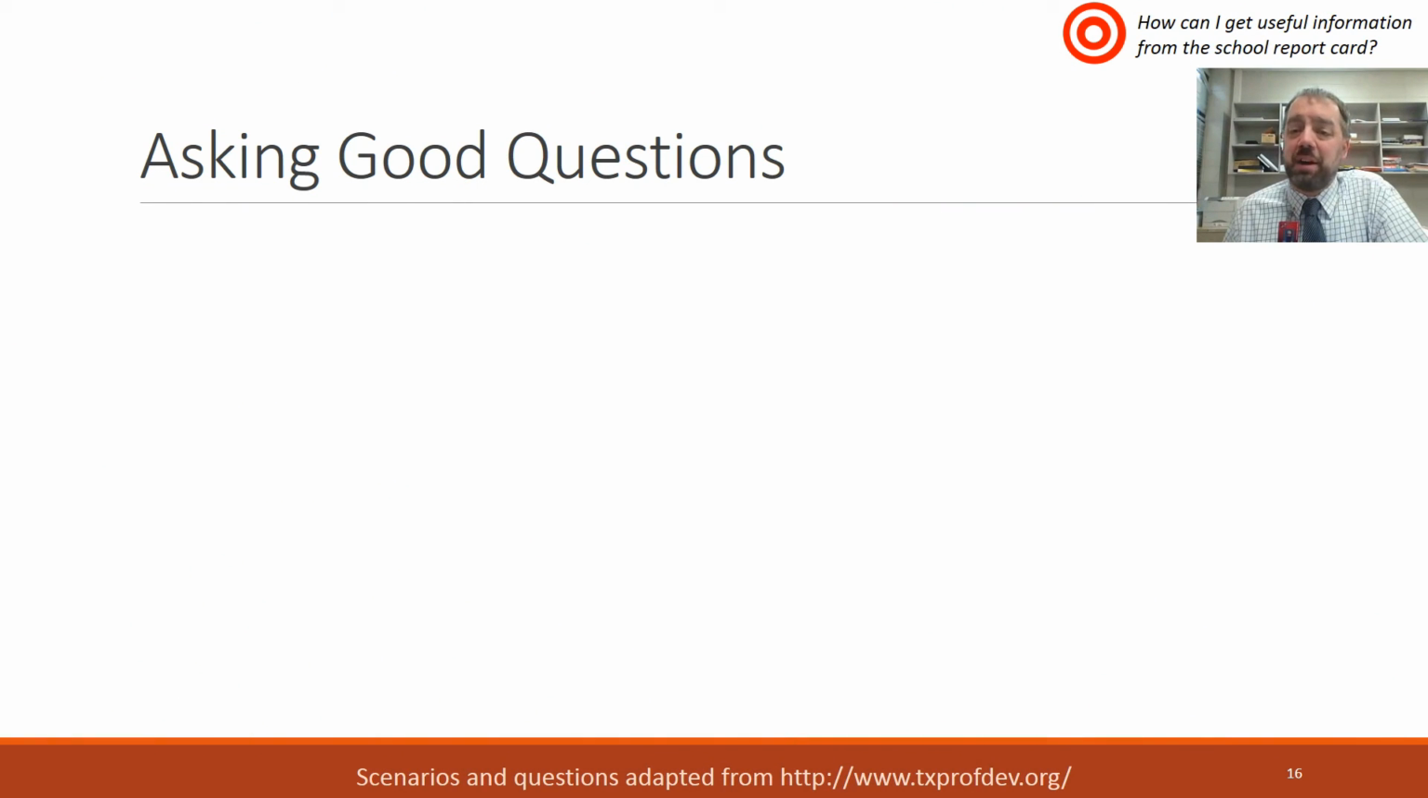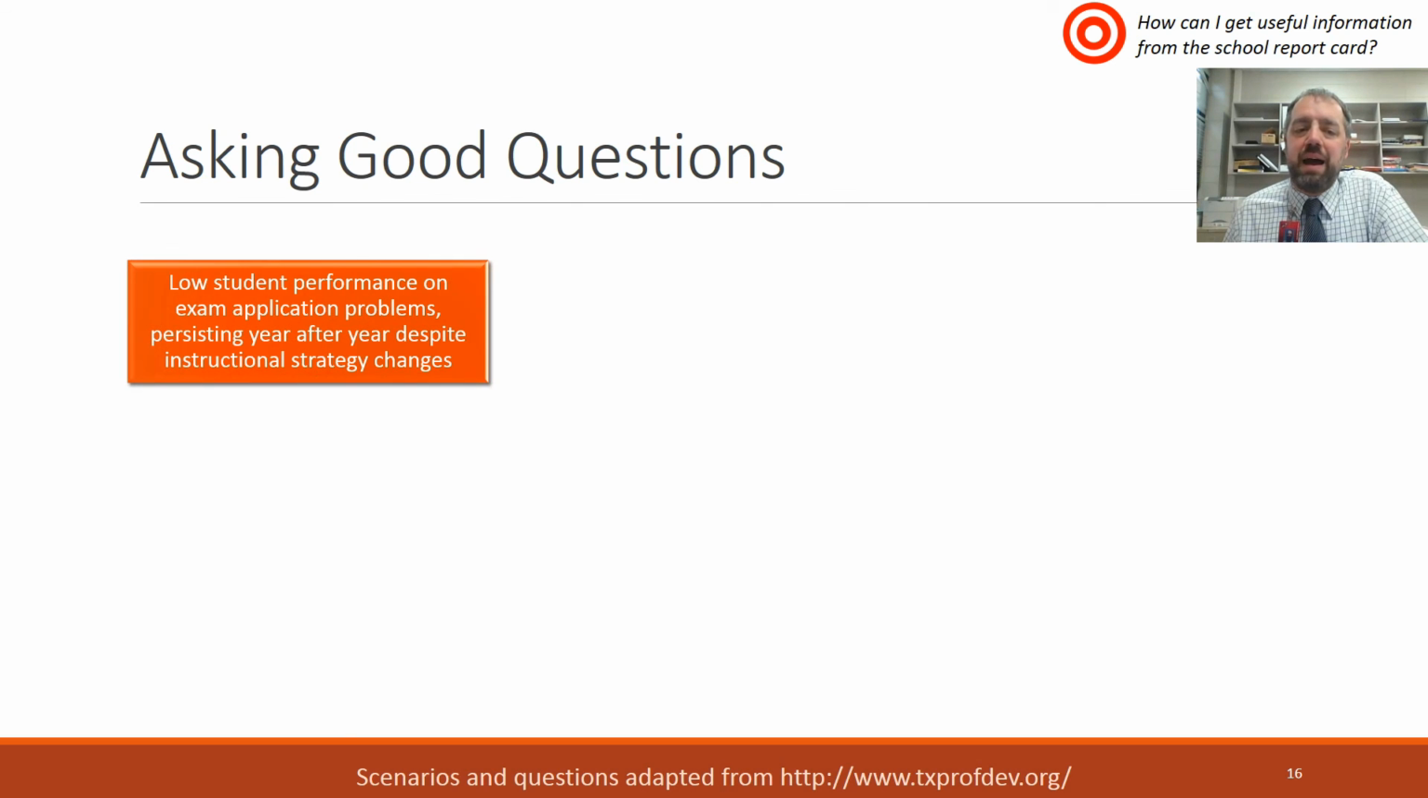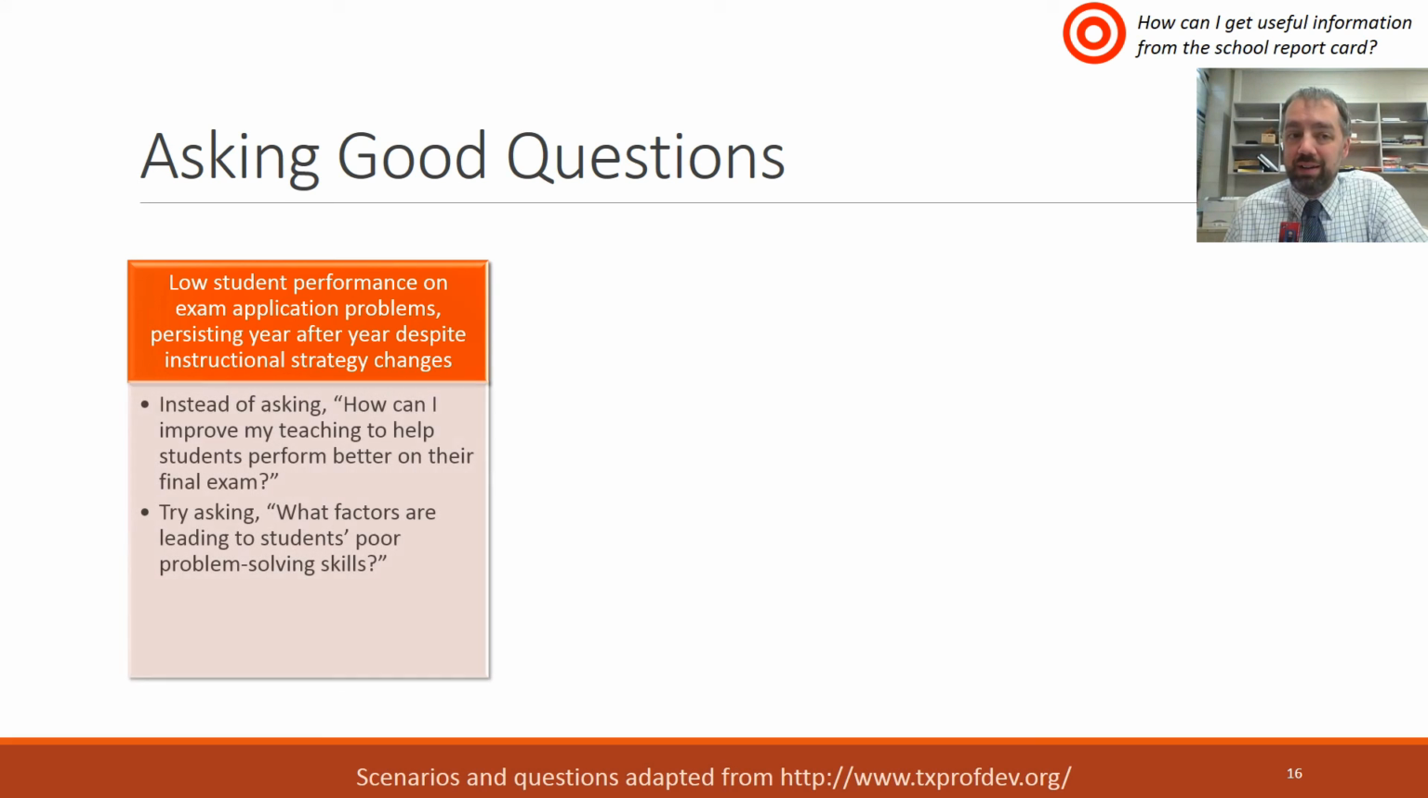It's always good to give some examples, so let's take a look at examples of good questions. If you notice a pattern of low student performance on exam application problems, so problems that require students to apply, up that level of Bloom's taxonomy, and that these problems persist year after year despite instructional strategy changes, well, it's tempting to ask, how can I improve my teaching to get students better at this?